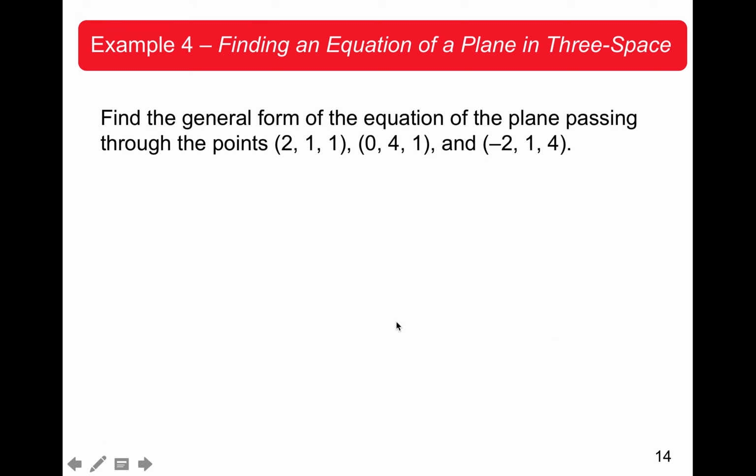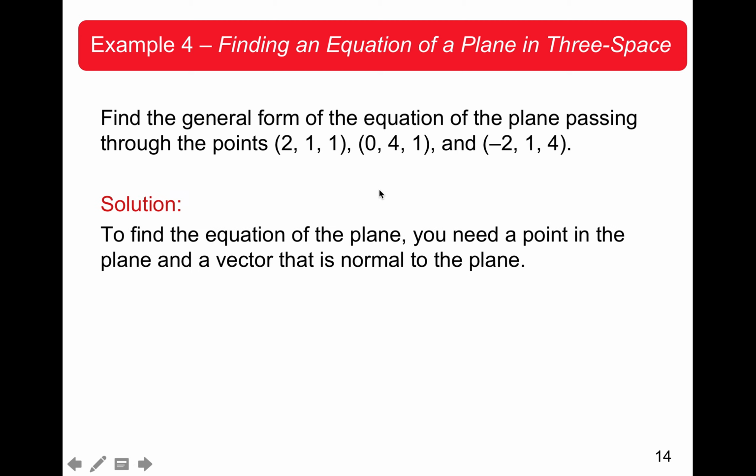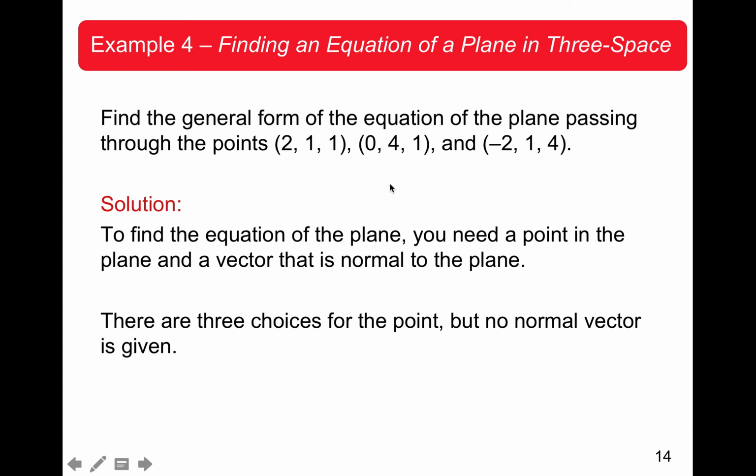Okay, so we're going to find the general form of the equation of the plane passing through these 3 points. In order to do this, we need a point in the plane and a vector that's normal to the plane. So we have 3 points, so we have a point in the plane, but we don't have a normal vector. So we need to find a normal vector.